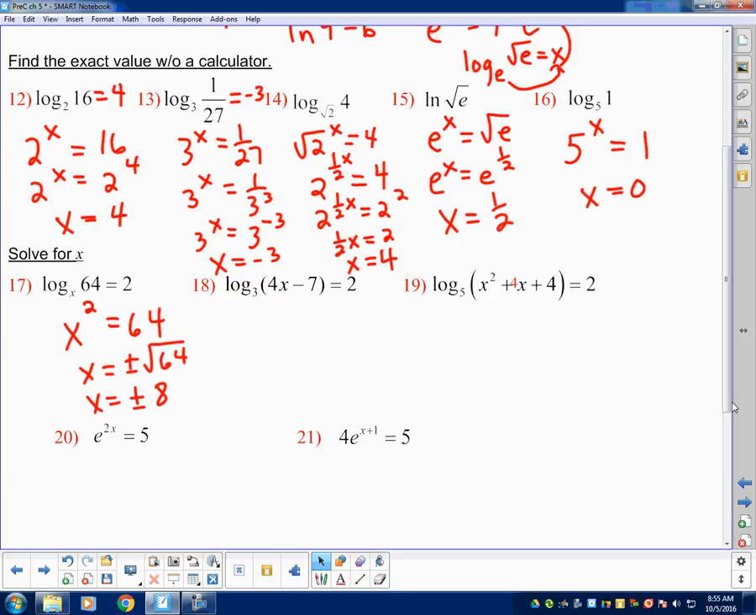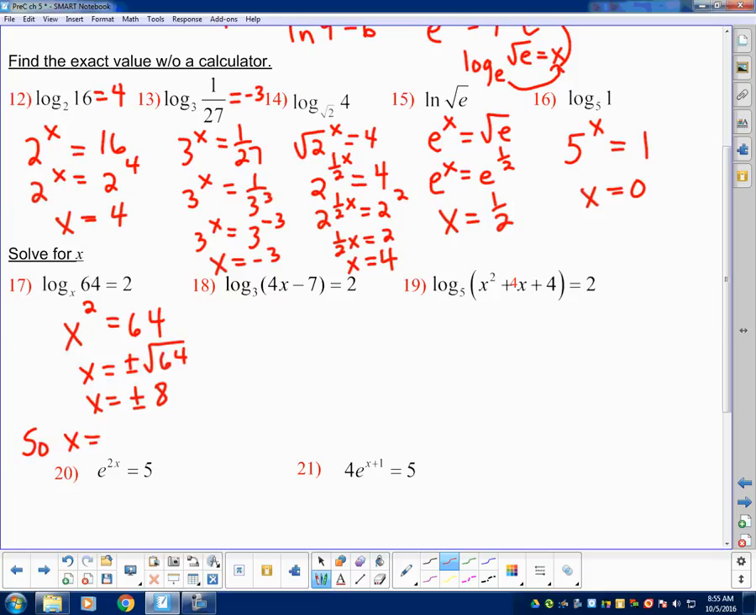The extraneous solution is x equals negative 8. So we're only going to list x equals 8. So we can have a base of 8. But when it comes to logarithms, our base is going to be a positive real number. Okay? Positive real number.